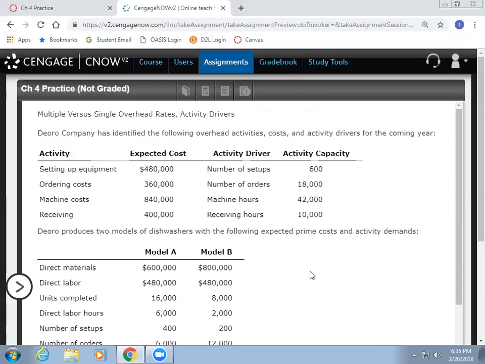Receiving is 400,000 divided by 10,000 receiving hours. So it is $40 per receiving hour. Okay. So we have to calculate the activity rates. Then once again, it's just plugging them all in, right?